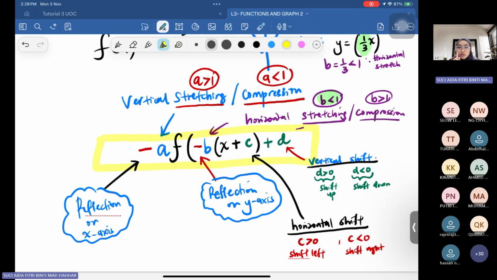Wow, there are so many students today. 41 students. Usually if we do a physical class, there's only about 32, 33 students.